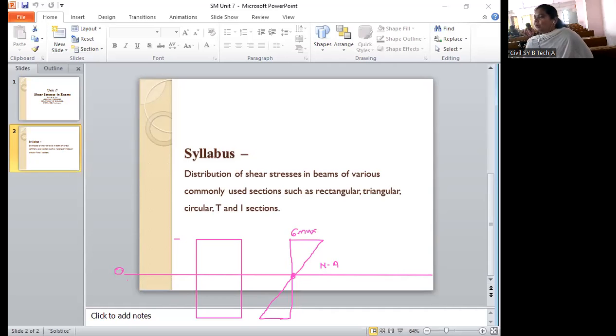Another MCQ: maximum bending stress occurs at neutral axis, extreme fiber, none of the above, all of the above. Likewise, options will be given. So you have to remember maximum stress at extreme fiber and 0 at neutral axis. So we have drawn here an inclined line. Why have we drawn here an inclined line?